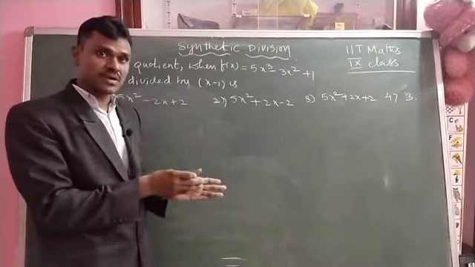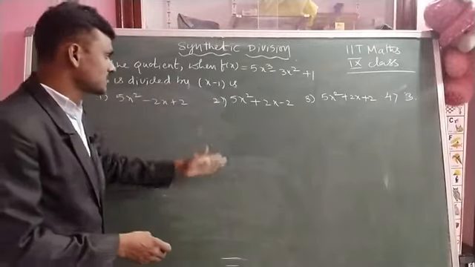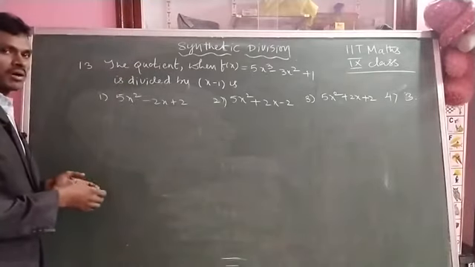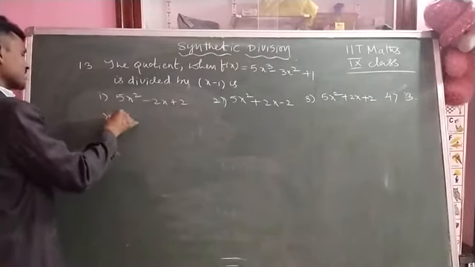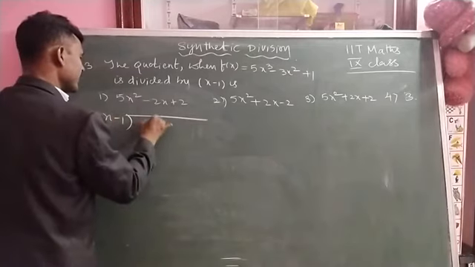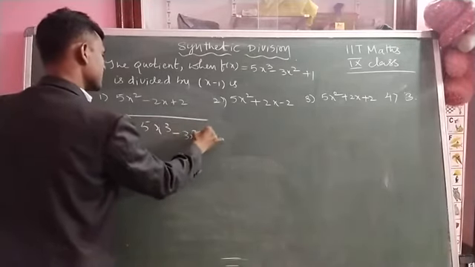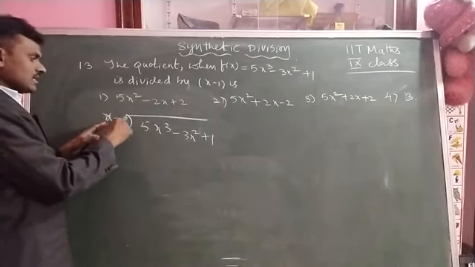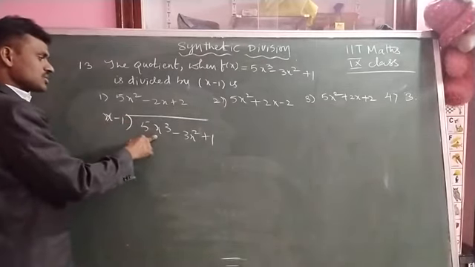We have to do this problem in two ways. First one is the long division method, second way is the synthetic division method. See here, first one is the long division method. X minus 1 divides 5x cube minus 3x square plus 1. Now here the divisor is x. Here the dividend is 5x cube.